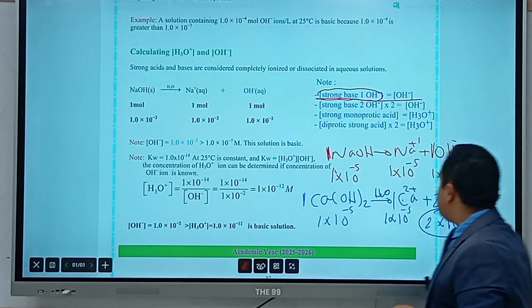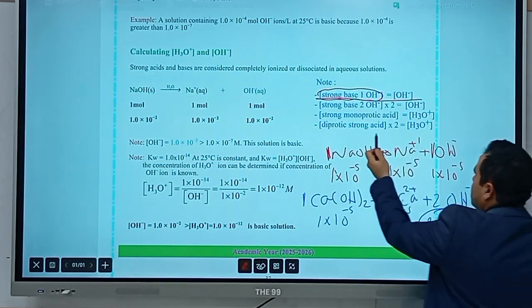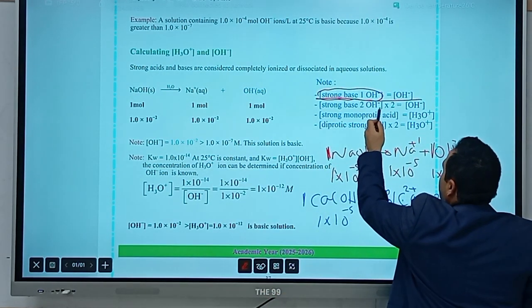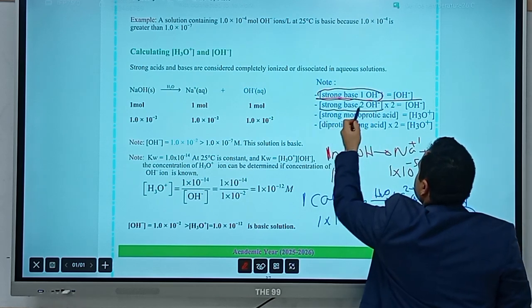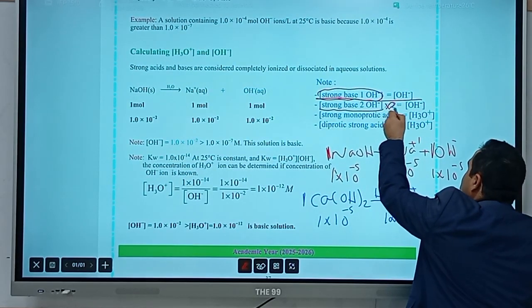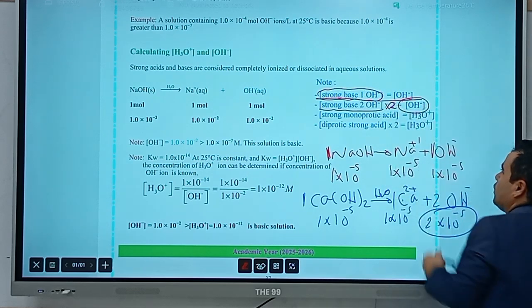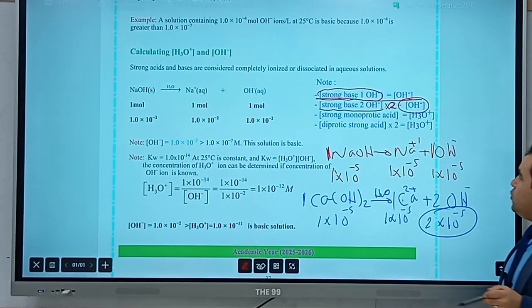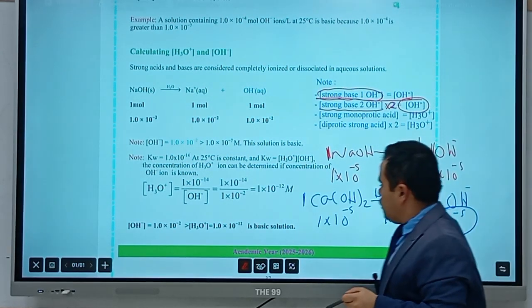So guys, this I have derived as an equation. Whenever the concentration of a strong base group 2 hydroxide is given, multiply by 2 to get the hydroxide concentration. Multiply by 2 to get the hydroxide concentration.